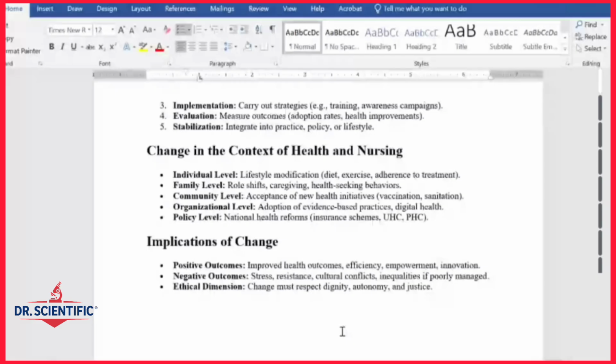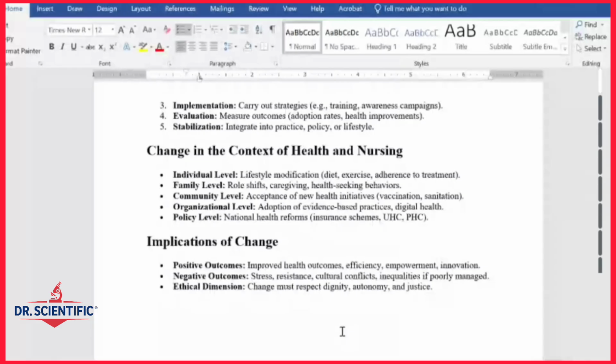And then we have the family level, right? Under the family level, we have the issue of role shifts in terms of the care we give to our family members, and also health-seeking behaviors. You will find that in many families, health-seeking behavior for women is good as opposed to men. Men tend to be sluggish when it comes to health-seeking behavior.